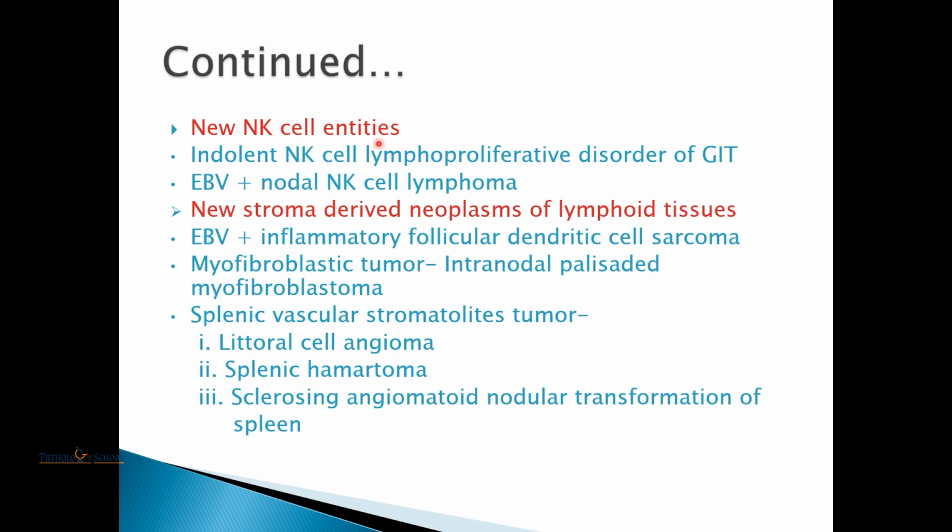A separate mention should be made for stroma derived neoplasms of lymphoid cells, because previously it was known as histiocytic and dendritic cell derived neoplasms, and these are the newly added entities under this subcategory: EBV positive inflammatory follicular dendritic cell sarcoma, myofibroblastic tumor, intranodal palisaded myofibroblastoma, splenic vascular stromal tumors, littoral cell angioma, splenic hamartoma, sclerosing angiomatoid nodular transformation of the spleen.